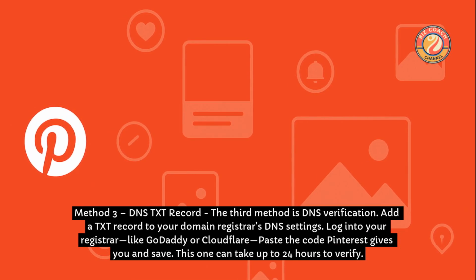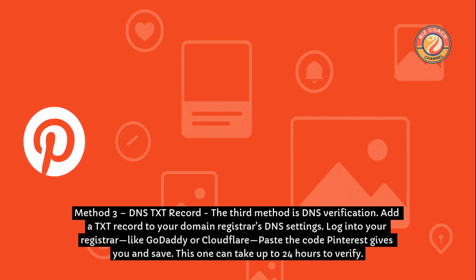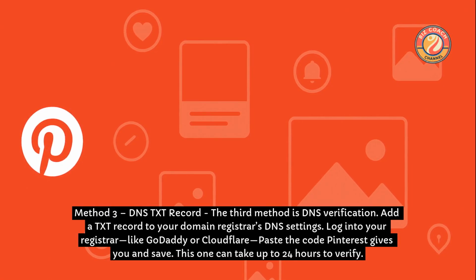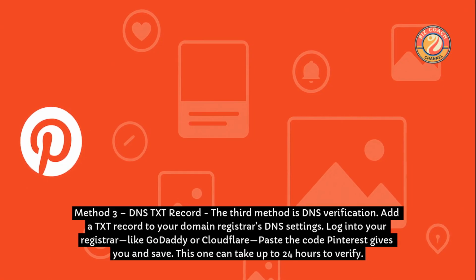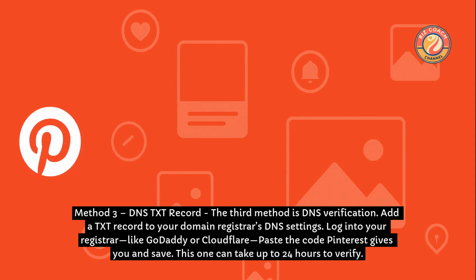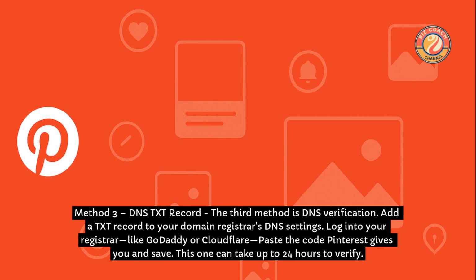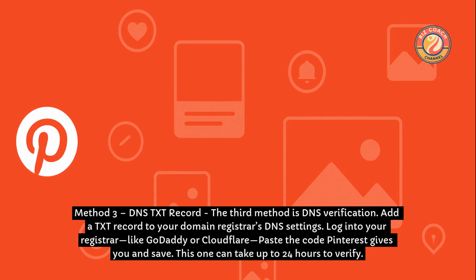Method 3. DNS TXT record. The third method is DNS verification. Add a TXT record to your domain registrar's DNS settings. Log into your registrar, like GoDaddy or Cloudflare, paste the code Pinterest gives you and save. This one can take up to 24 hours to verify.